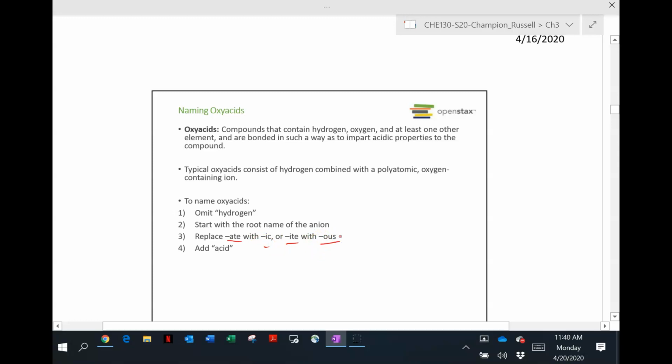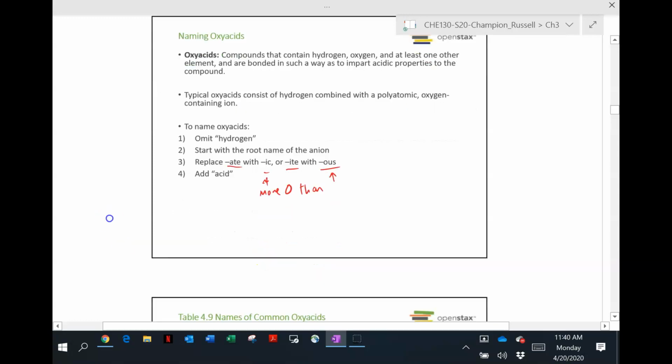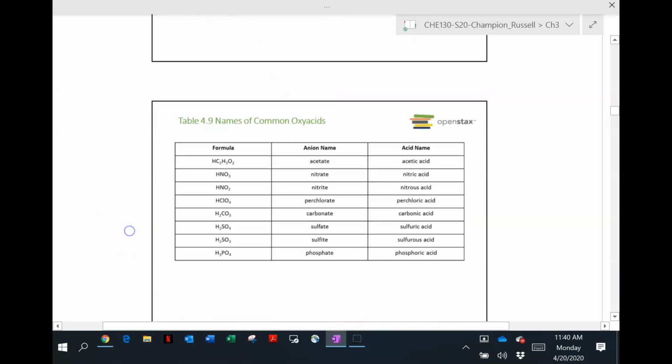And that ic and us that we talk about are the same suffixes I mentioned before in that old system where we called iron plus 3 ferric and iron plus 2 ferrous, because ic has the higher oxidation number. We see here that ic has more oxygens than the version ending in us. So that's consistent. And then we put the word acid on the end of it. So here are some examples of those.